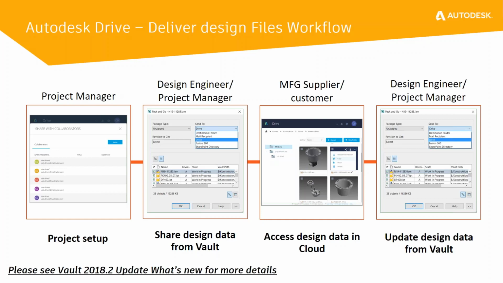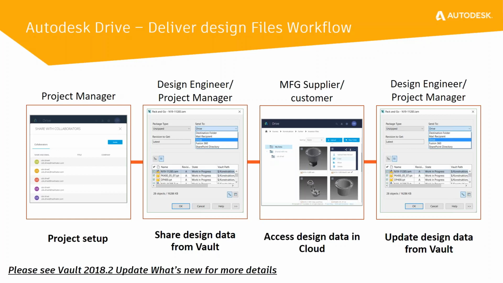Now, the Pack and Go command collects the file and any reference files into a single package. And in the Pack and Go dialog box, the design engineer is able to select the type of package to create as well as the package destination. They can then browse to the project inside of Fusion and select the destination folder. Click OK and all of the files are now copied to the cloud drive location.